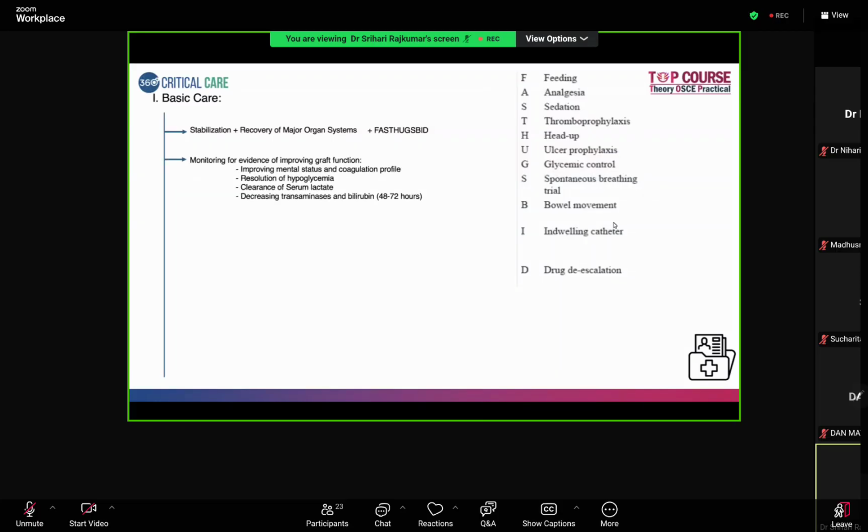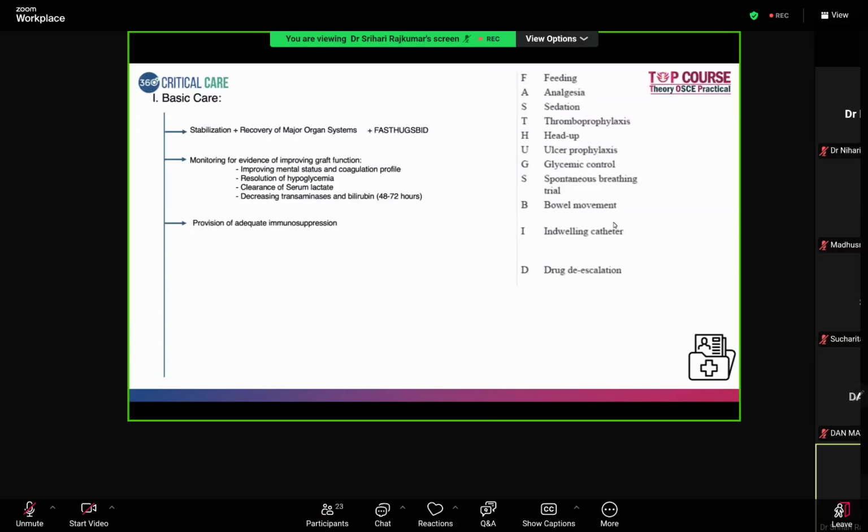Along with this, like I said, you need to monitor for evidence of improving graft function. Pertaining to the liver, you need to look at the mental status and coagulation profile. You have to look at the sugar trend, the clearance of serum lactate, and the transaminases and bilirubin. This monitoring has to be done on a regular basis. Most transplant ICU setups usually monitor it every 6 to 12 hours to assess the trend.